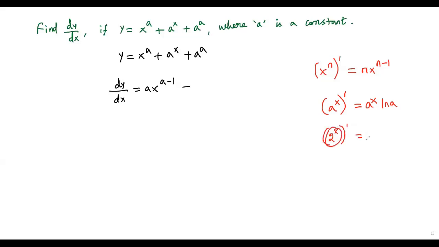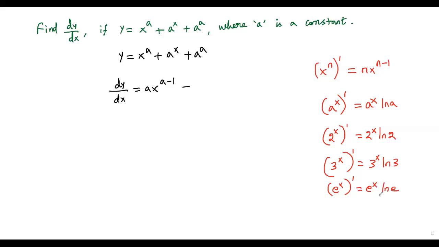We have to write this 2 to the x power as it is times ln of the constant over here, ln 2. So 3 to the x power times ln 3. And e to the x power: e is also a mathematical constant. Its approximate value is 2.71828. What is its derivative? e to the x power times ln of the constant over here.